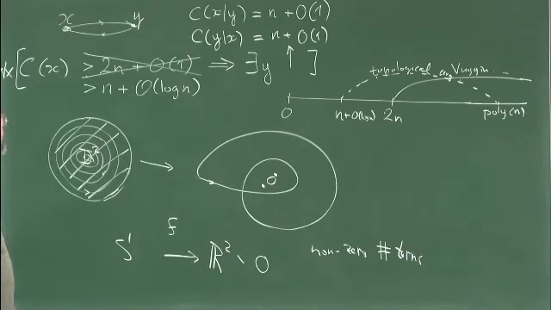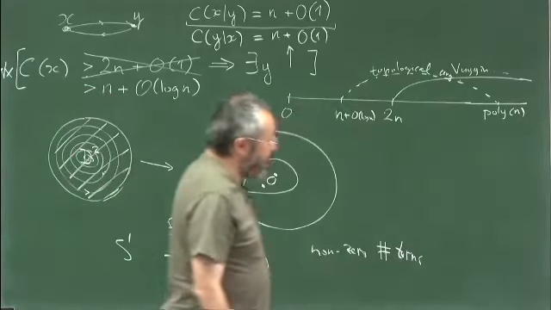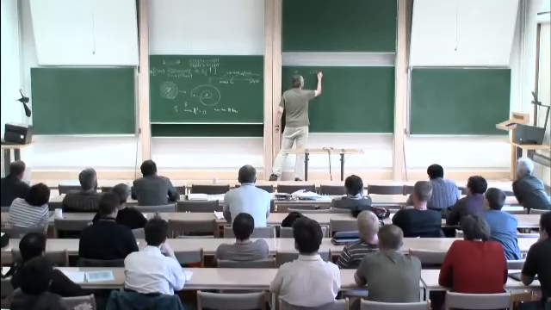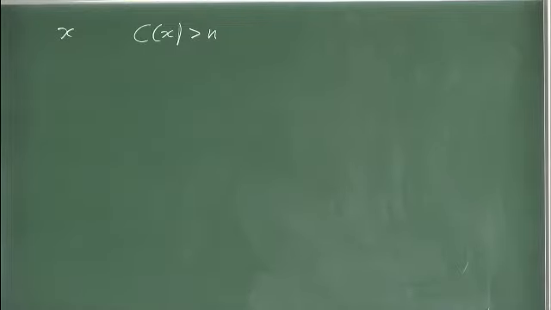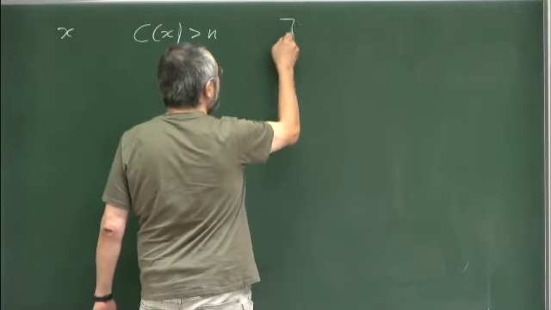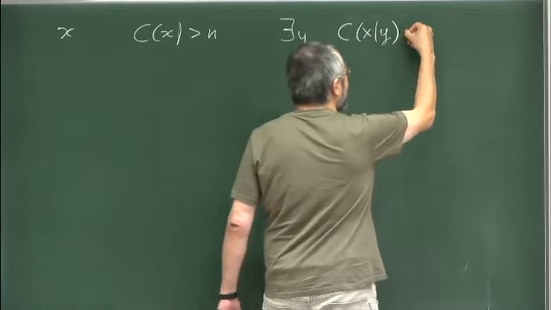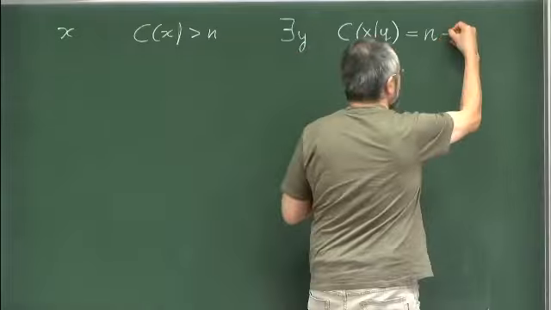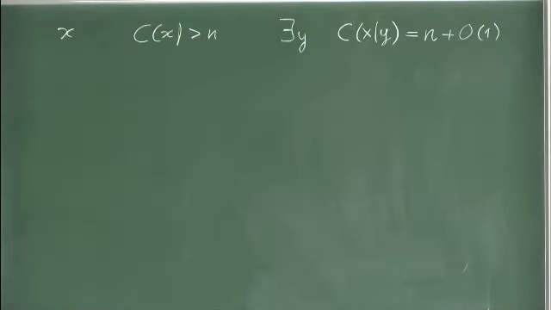Let's first concentrate on a kind of model example. Imagine we want to have only one thing. We have some x. We know that the complexity of x is greater than n. And we want to find y such that the complexity of x given y is exactly n. Of course, with constant precision, which is unavoidable here. So just in one direction.